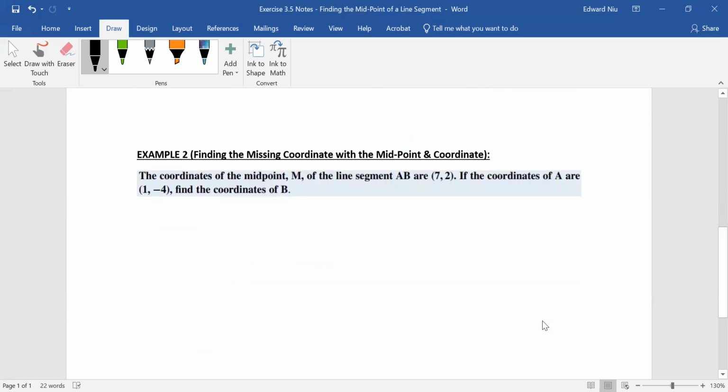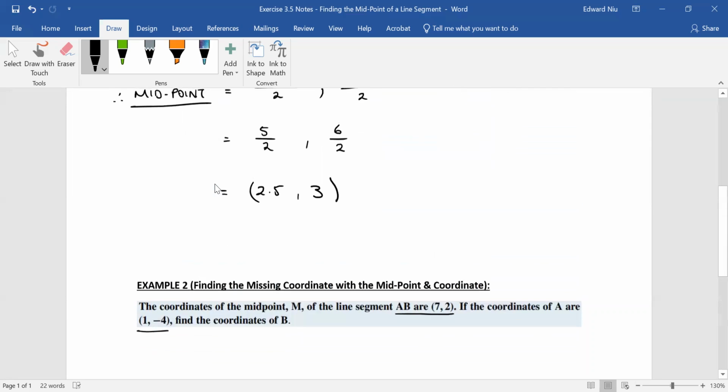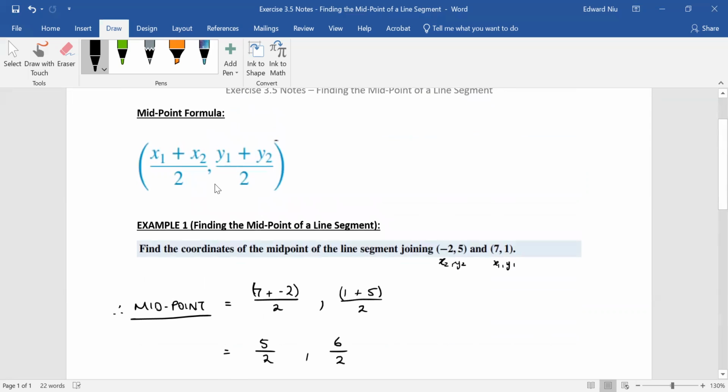The next part is to find the missing coordinate with the midpoint and a coordinate. So here they tell us the coordinates of the midpoint M of the line segment AB are 7 and 2. If the coordinates of A are 1 and -4, find the coordinates of B. Now, if we go back to our equation, what we can say here is the overall x is equal to x1 plus x2 divided by 2.